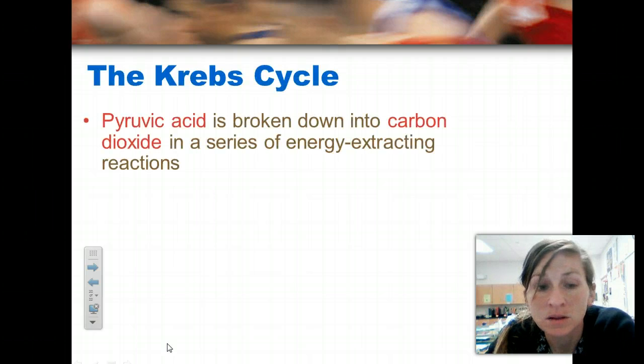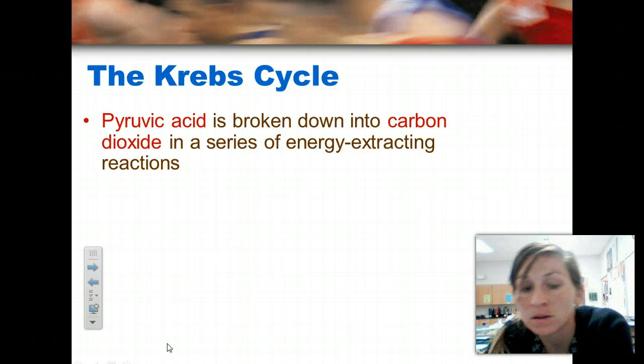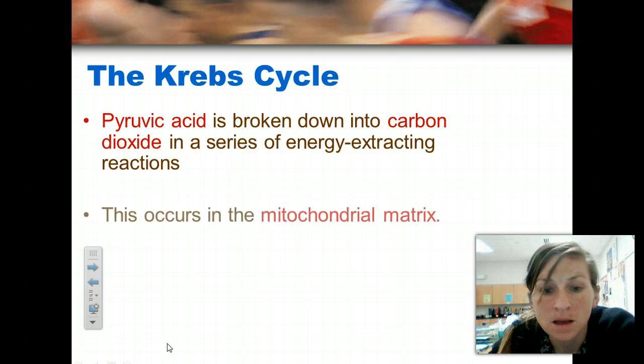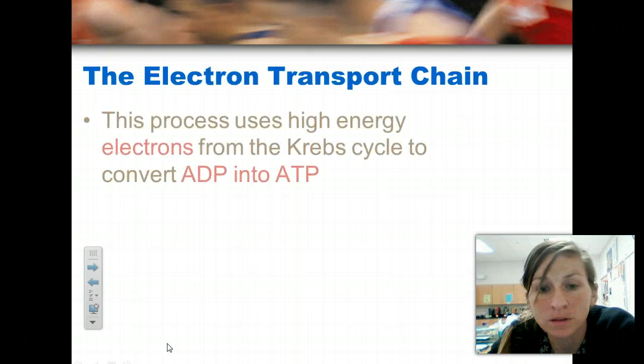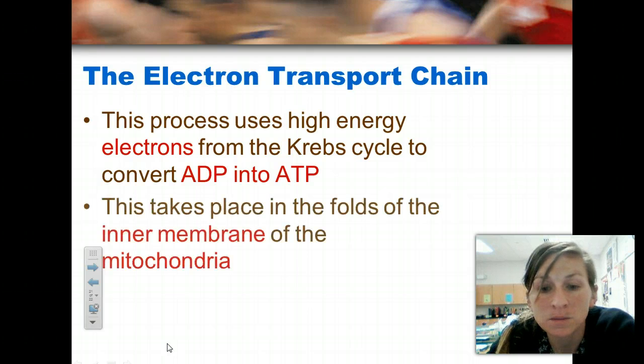So the Krebs cycle, pyruvic acid is broken down at this point into carbon dioxide in a series of energy extracting reactions. So remember, that's one of the products of cellular respiration. And this occurs in the mitochondrial matrix, so make sure you reference your diagram. Then we move on to the electron transport chain, and this is a process that uses high energy electrons from the Krebs cycle to convert ADP back into ATP, remember that fully charged battery. This takes place in the folds of the inner membrane of the mitochondria.